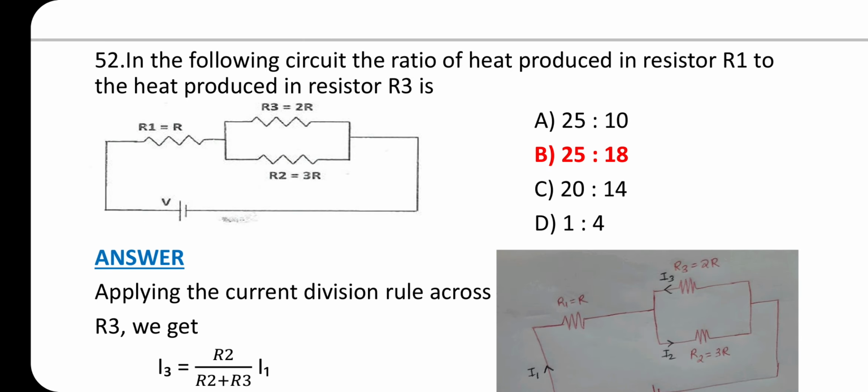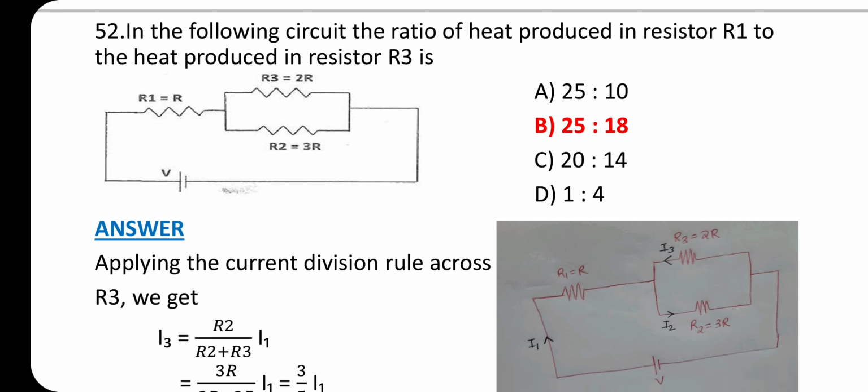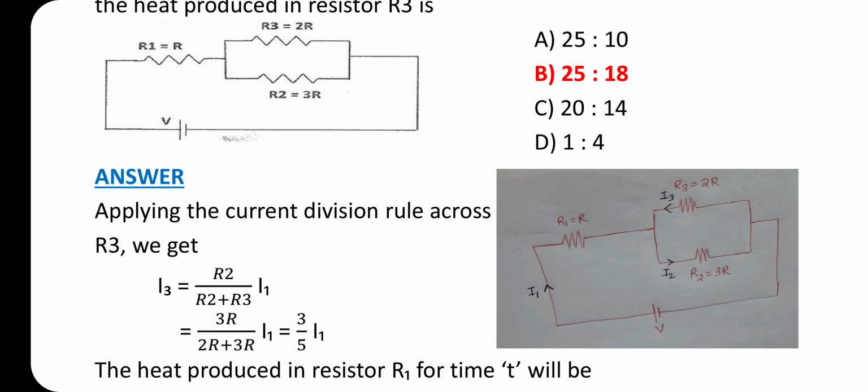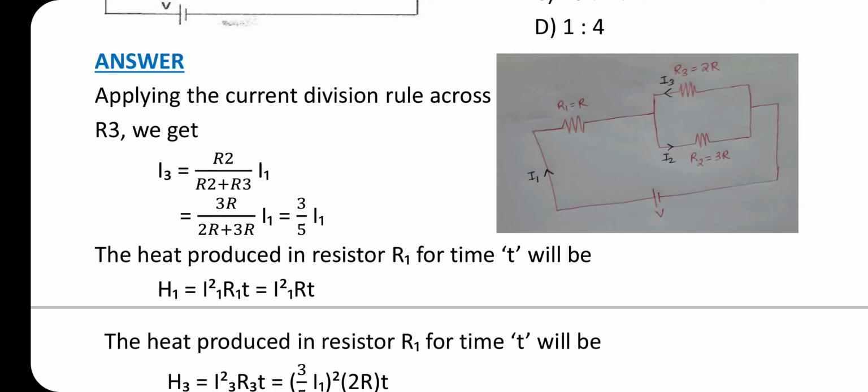In the following circuit, the ratio of the heat produced in the resistor R1 to the heat produced in the resistor R3 is, answer is option B, 25:18. Applying current division rule across R3, we get I3 equal to R2 divided by R2 plus R3 into I1. Substituting the values of R2 and R3, we get I3 as 3 by 5 I1. The heat produced in the resistor R1 for time T will be H1 equal to I1 square R1 into T, that is I1 square R, value of R1 is R. Substituting that, we get H1 is equal to I1 square RT.